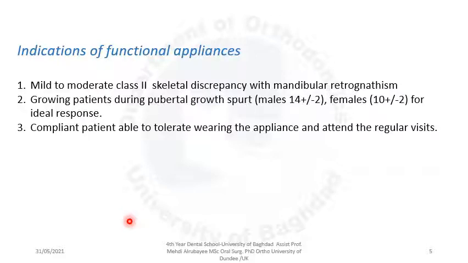The indications for functional appliances. Usually they are used for mild or moderate Class 2 skeletal discrepancy without mandibular retrognathism. They are also used in a growing patient during the pubertal growth spurt, that is, in males about 14 plus or minus 2 years and in females about 10 years plus or minus 2, for ideal responses. They should also be used for patients with a high level of compliance. So they need the cooperation of the patient to tolerate wearing the appliance and attend regular visits to the orthodontic clinic.